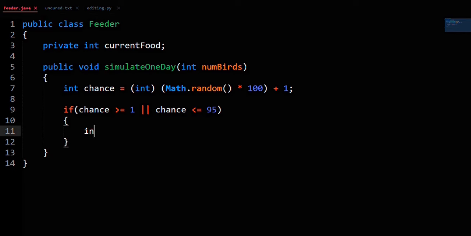So int grams food will equal math.random times (50 minus 10 plus 1) parentheses, plus 10, all that casted to an integer. If you want to, you could simplify this math down to math.random times 41 plus 10.